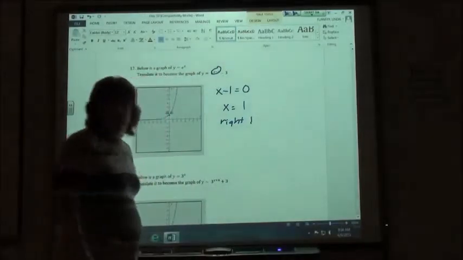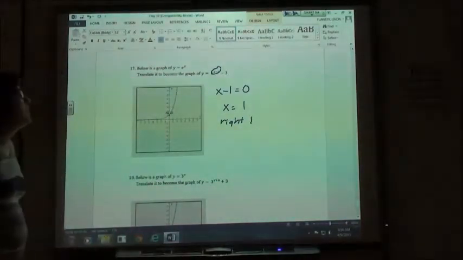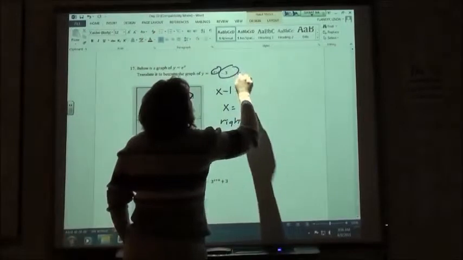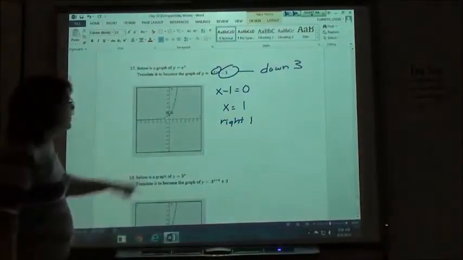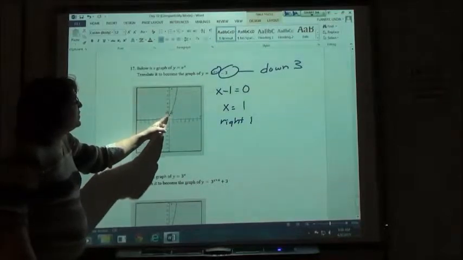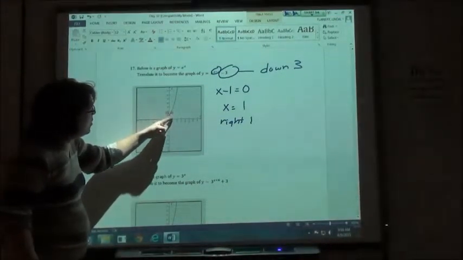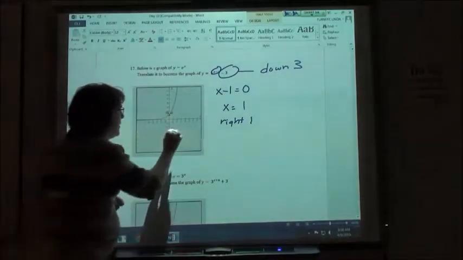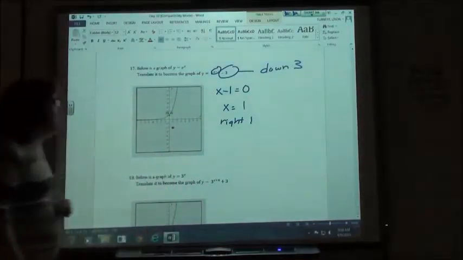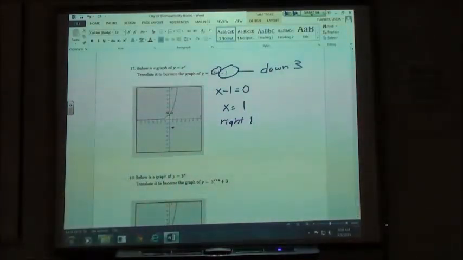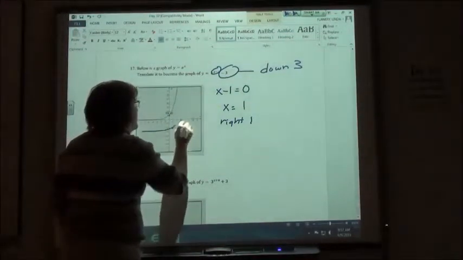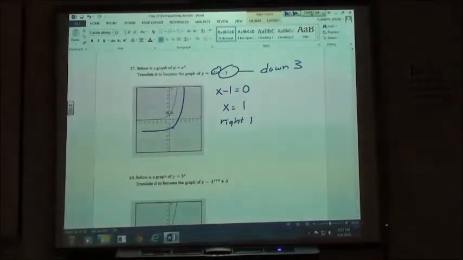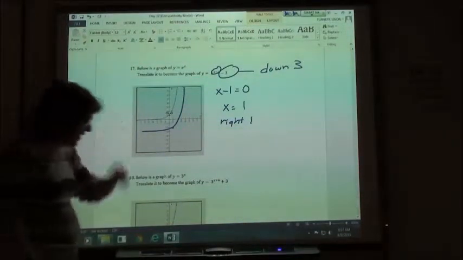And it is also going to move down 3. So I'm going to take my point, I'm going to move it to the right 1 and down 1, 2, 3. So it ends up at 1, negative 2. And then my graph is going to redraw through that dot. You're just going to move it over and it'll move with you.